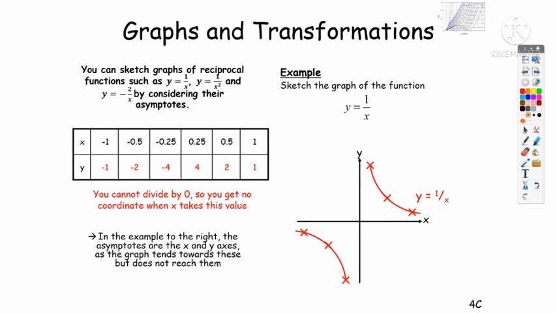In the example to the right, the asymptotes are the x and y axes, as the graph tends towards these but doesn't reach them. The definition of an asymptote is that it gets closer and closer, so the graph is approaching x and y but never touches it. It's kind of a bit of an exponential kind of curve going on here. So their equations would be x is 0 and y equals 0 for the equations of those asymptotes.